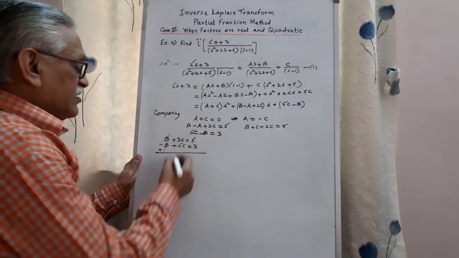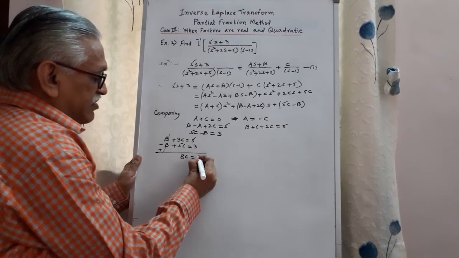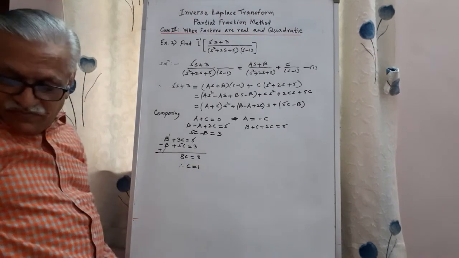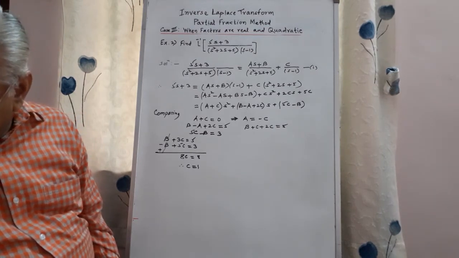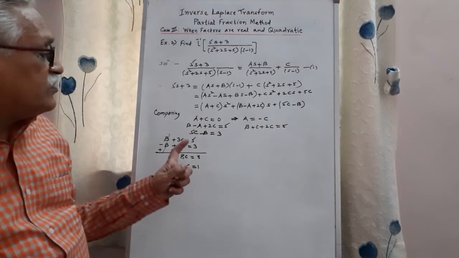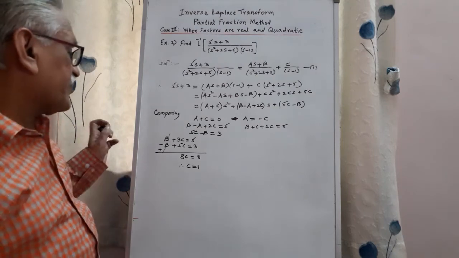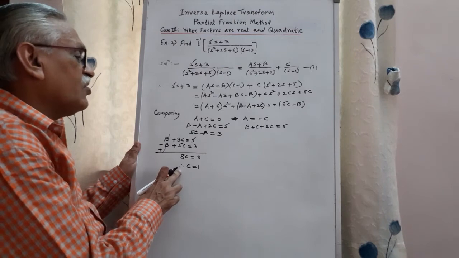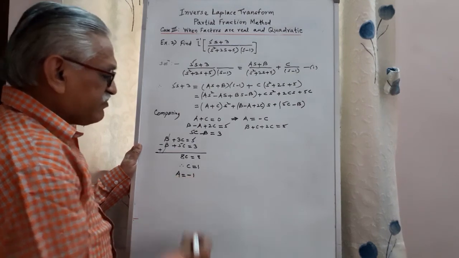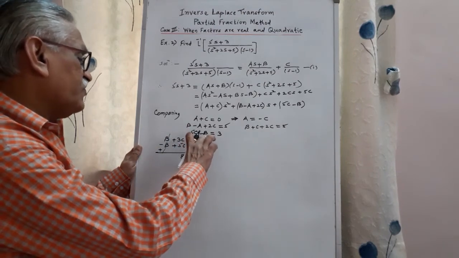Adding these two, minus b plus b gets cancelled. Addition of 5c plus 3c, we get 8c, as 5 plus 3 is 8, and therefore c is equal to 8 by 8, which is 1. We get the value of c. Then put that value of c here, we get a is equal to minus c, which means minus 1. And if we put the value of c here, we get the value of b.